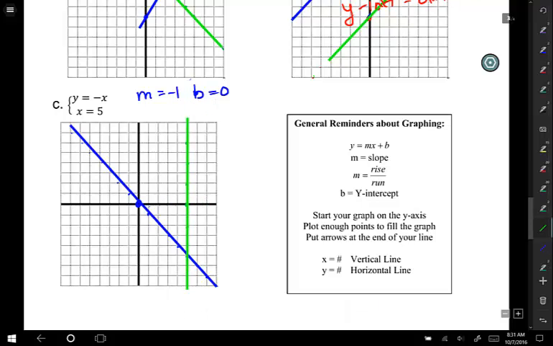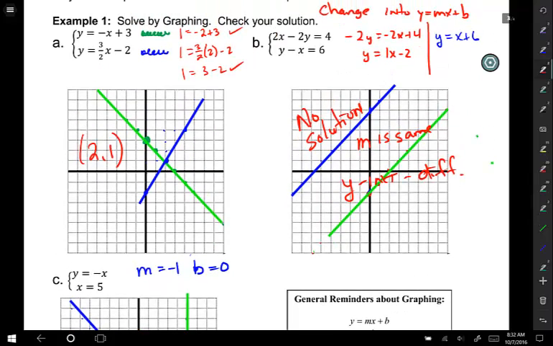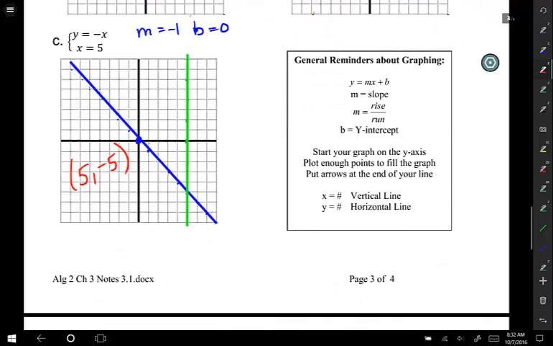Do you very quickly now see where they intersect? What are the coordinates of the intersection point? What's that? 5, negative 5. Good. Thank you. That's where they intersect. Remember, our only objective is to find where the lines intersect if possible. Remember on part 2, they didn't intersect, and that's okay. All right, moving on.